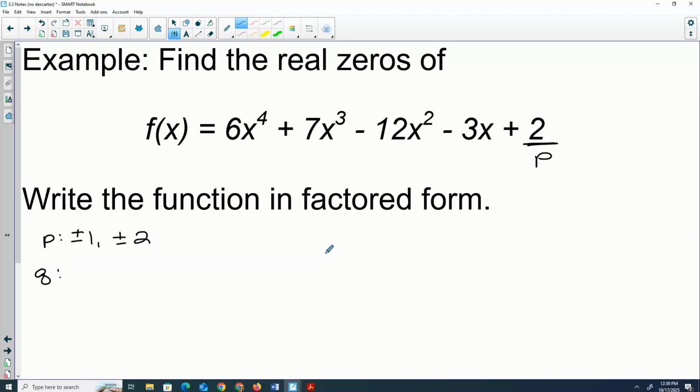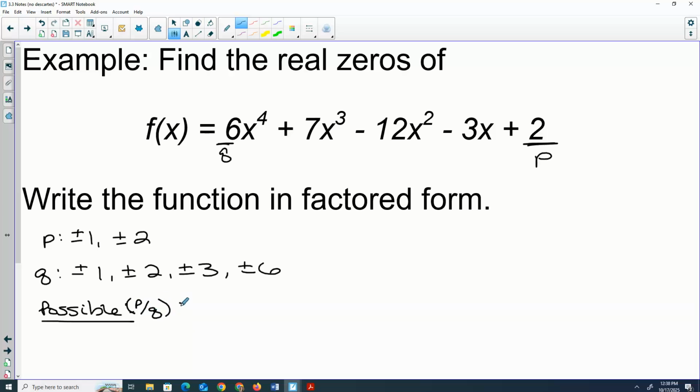Where do we look for Q? First number. What goes into 6 evenly? Okay. How do we get the possible zeros? P over Q. So each P over each Q. So 1 over 1 is 1. 1 over 2. 1 over 3. 1 over 6.